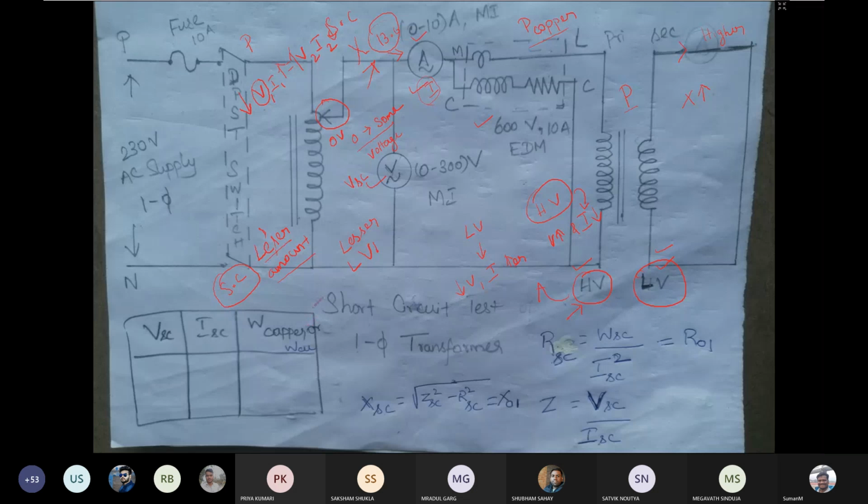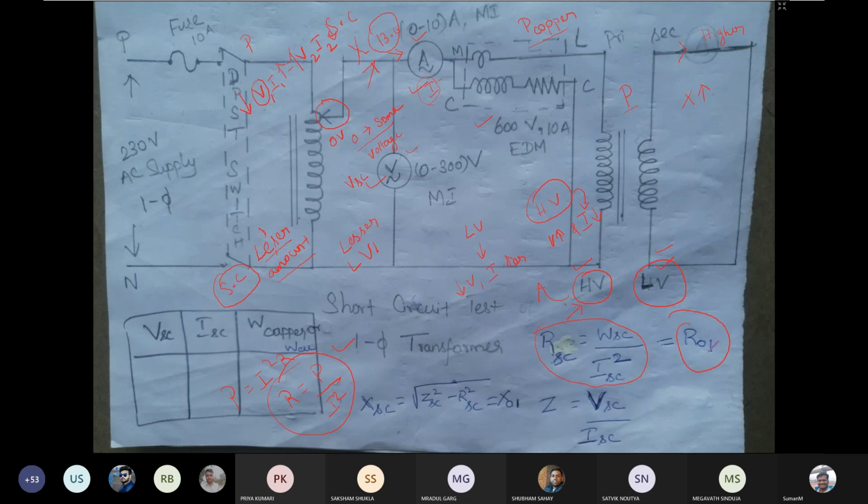circuit test. In the short circuit test, we are measuring three parameters: voltage, current, and power. That power is going to give the copper loss. So from that power loss, the resistance can be obtained by P divided by I square. You know that P is equal to I square R. If you just rearrange this equation, you will get P divided by I square. Same thing from this circuit, we are going to obtain R based on power and current.